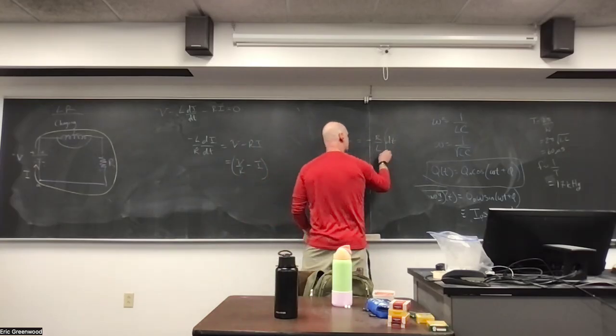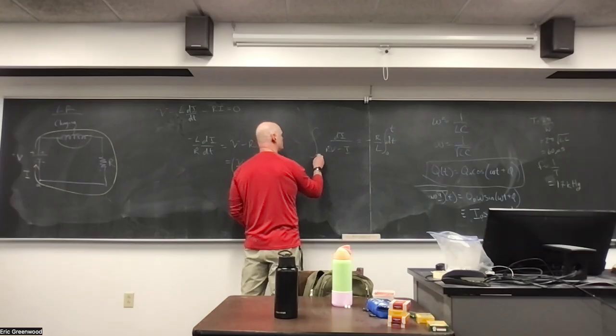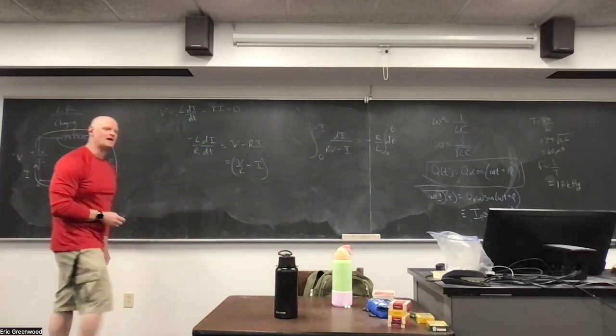Okay. And now we're going to integrate this side from the initial amount of time, which is 0, to the final time, and then integrate this side from the initial amount of current, which is 0, to the final amount of current. What's that?